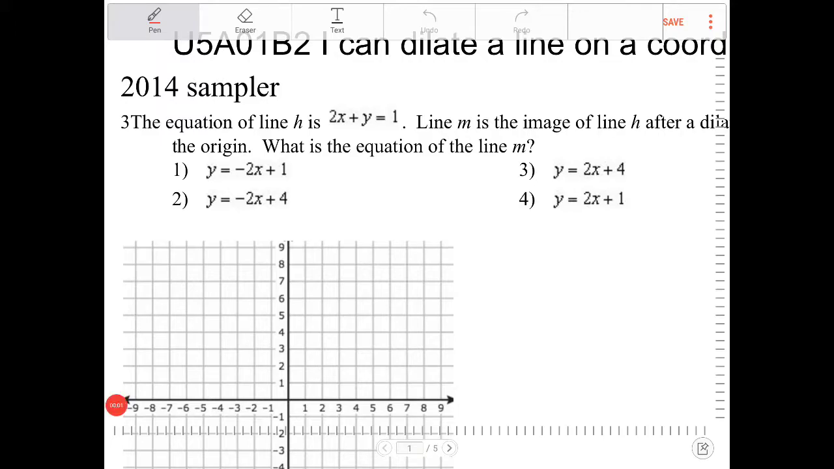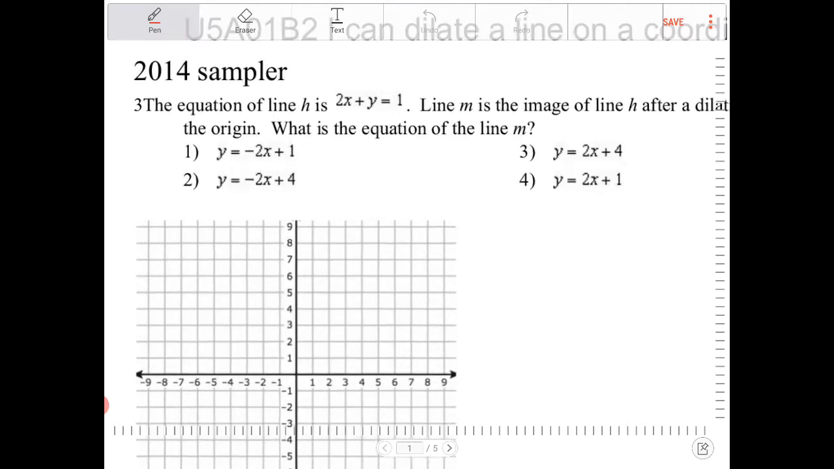Hello students, in this video I will go through exercise U5A01B2 where I will be dilating a line on a coordinate grid.